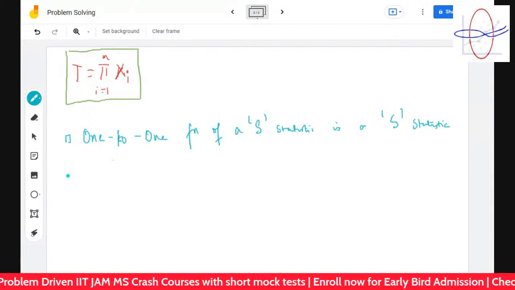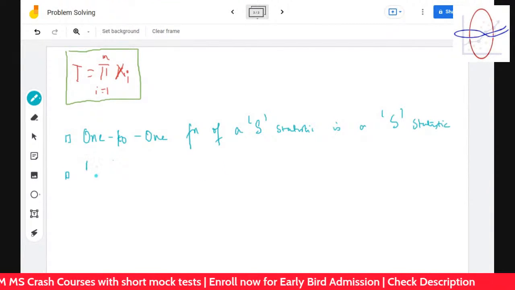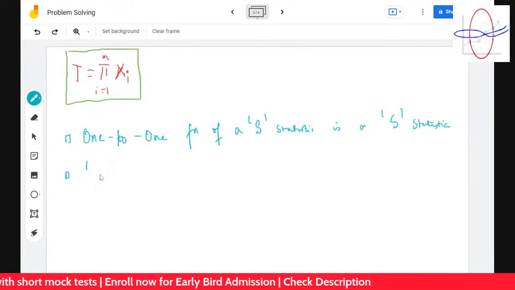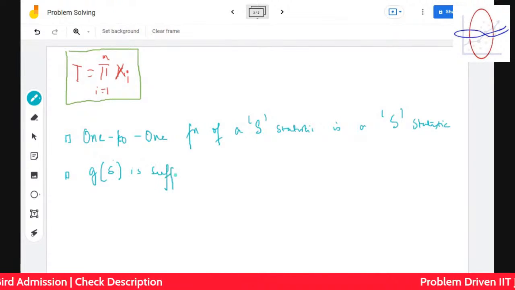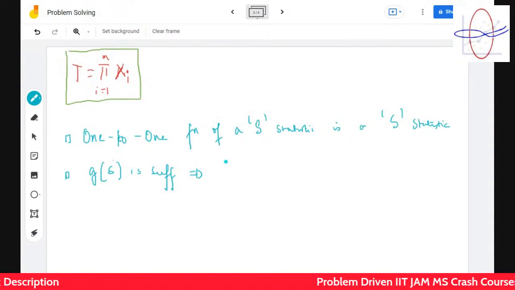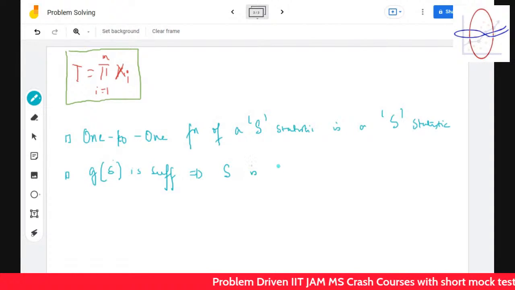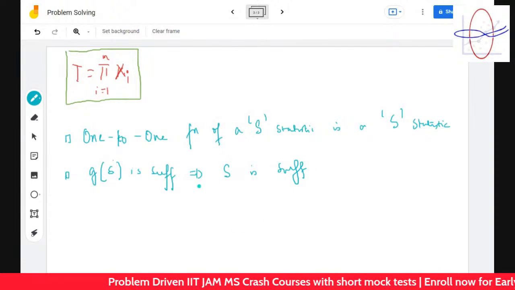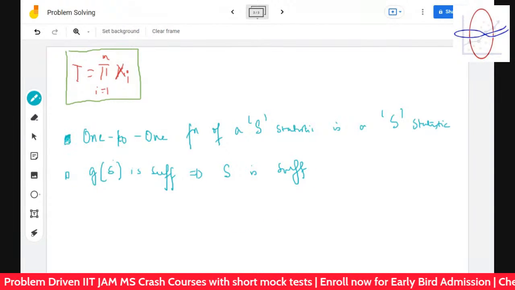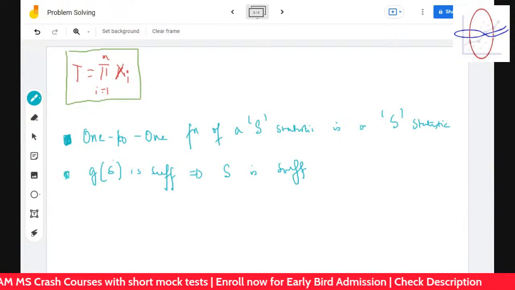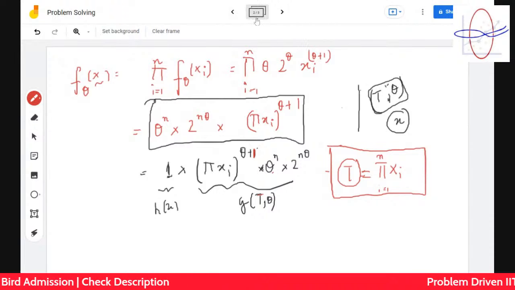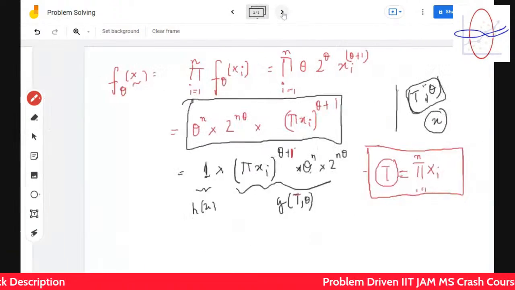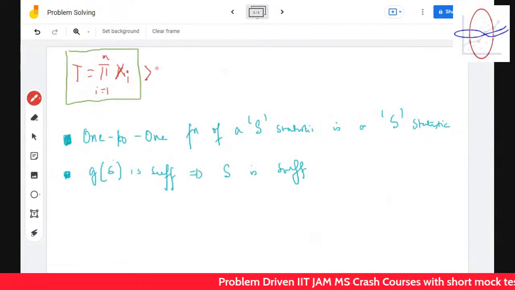Okay. And the next one is that if g of S is a sufficient statistic, it implies that S is a sufficient statistic. These two results are really, really important. So using the first result here, we get that log is a function. But let's check before we take log. Let's check if we can take log. So xi is greater than 2, so we can take log. So this is positive.